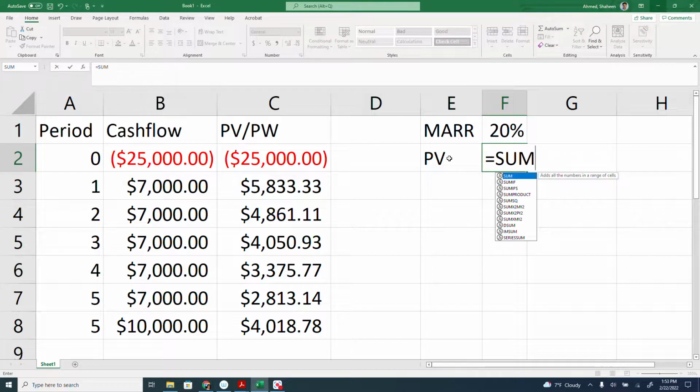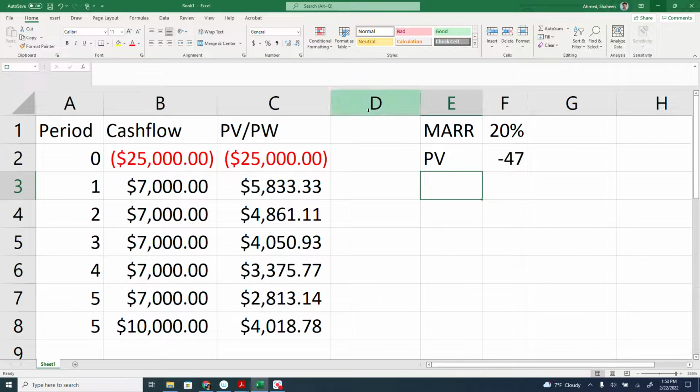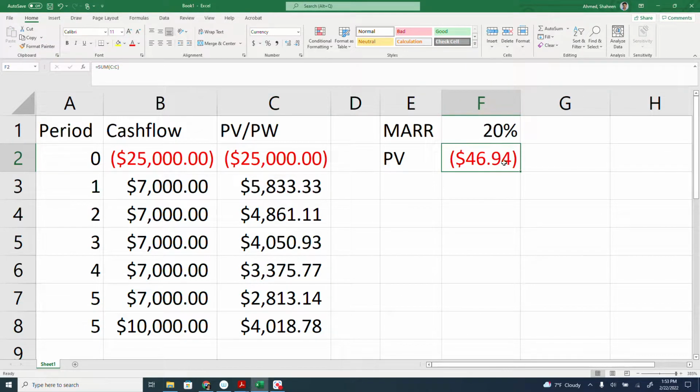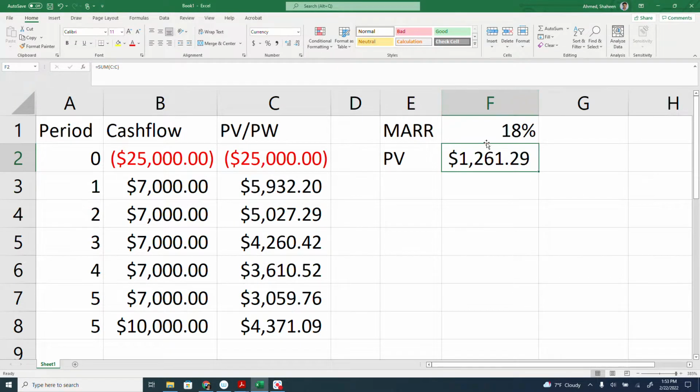So it's 25,000, and then you calculate the total present value. Just simply sum everything, and if that's a positive number, you invest in this project. If it's not a positive number, you don't invest in this project. So this is not a positive number. So at a 20% rate, you're not really achieving that. But let's say you're okay with 18%, then it probably would make sense. This is a positive number.